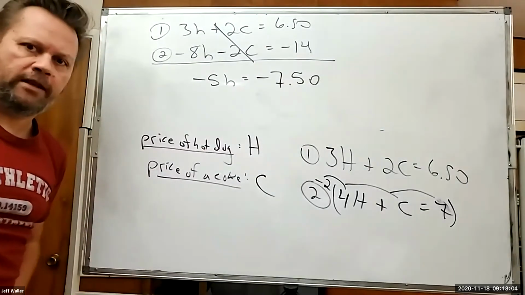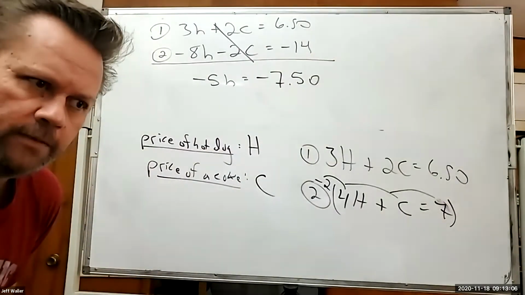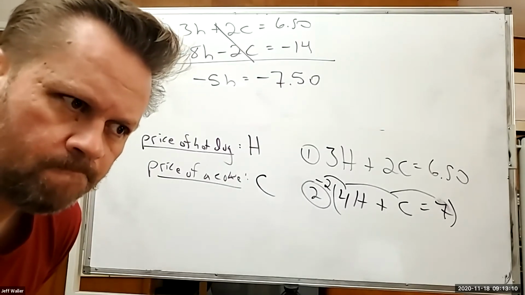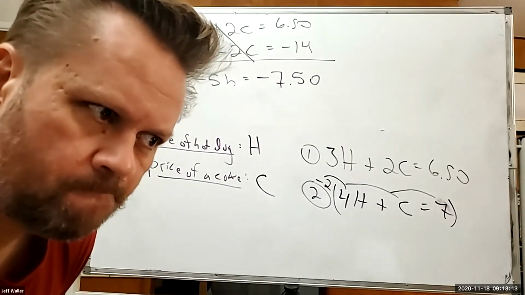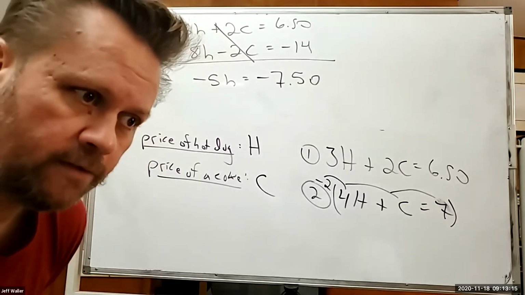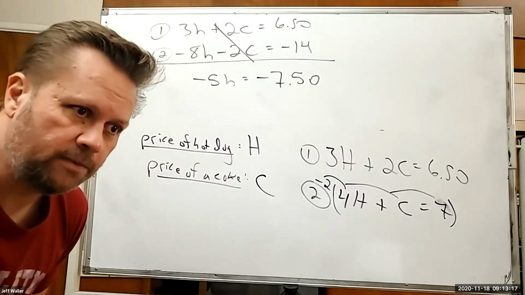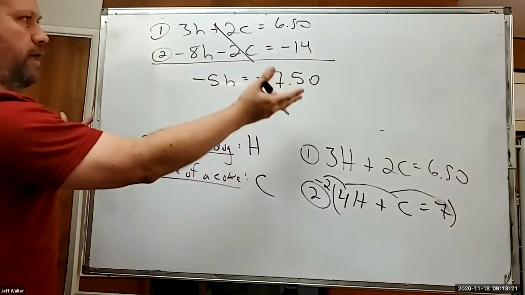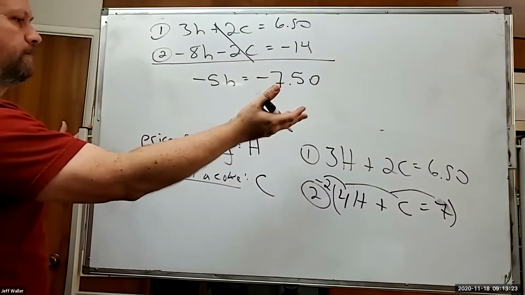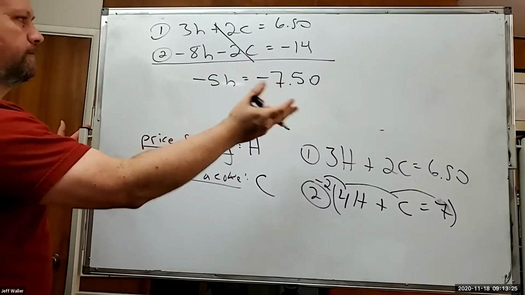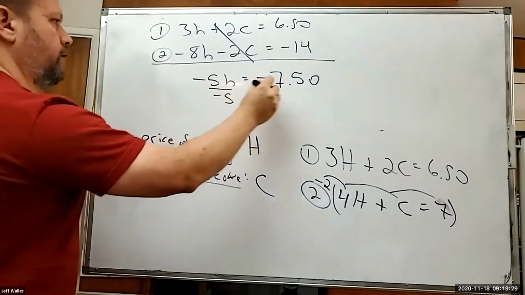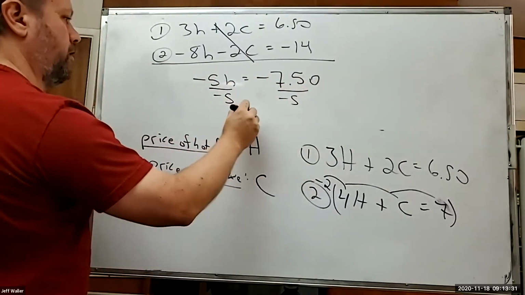Let me stop for a minute. Does this seem familiar now? I'm going to do it the other way too, in case you don't like elimination as much as I do. And then, of course, last thing I've got to do is what? Divide by -5. Yeah.